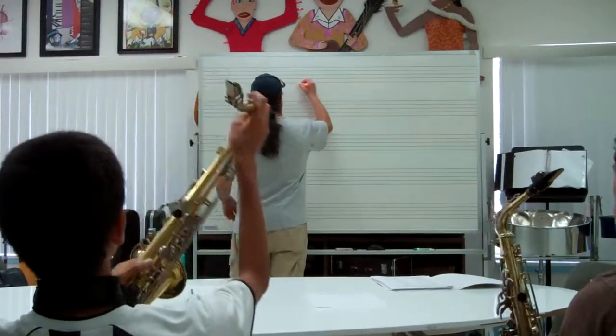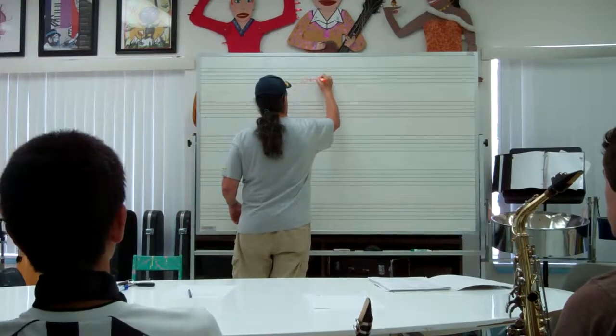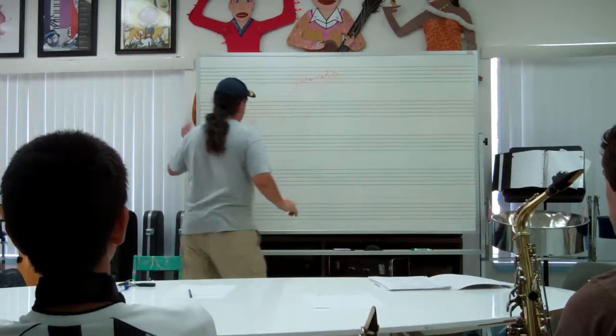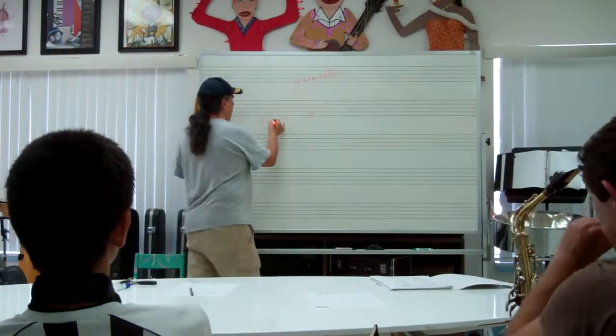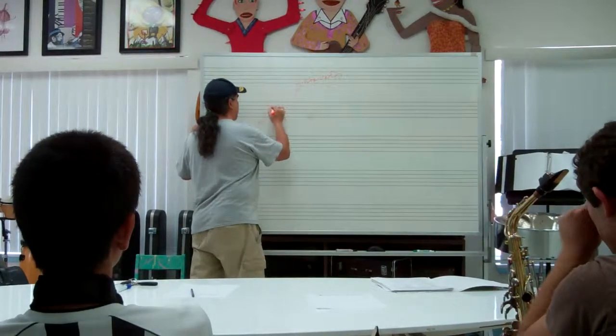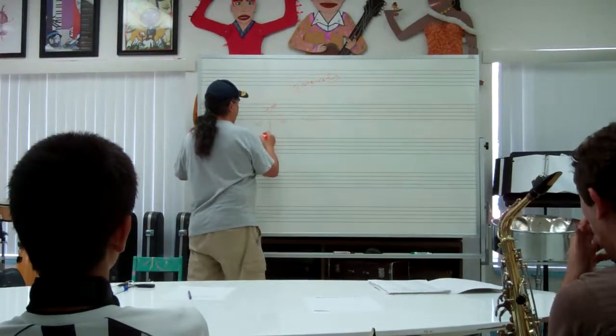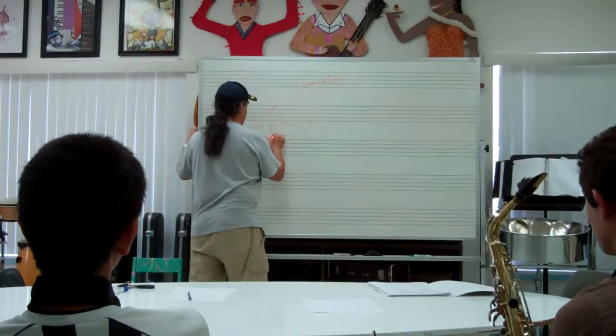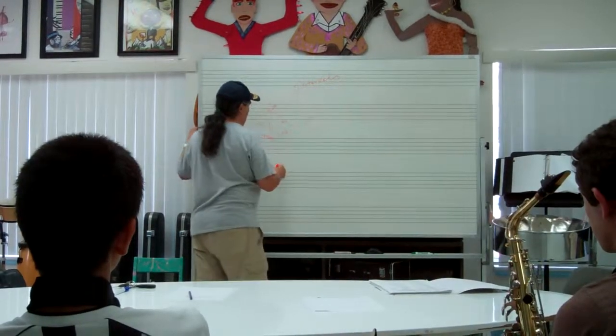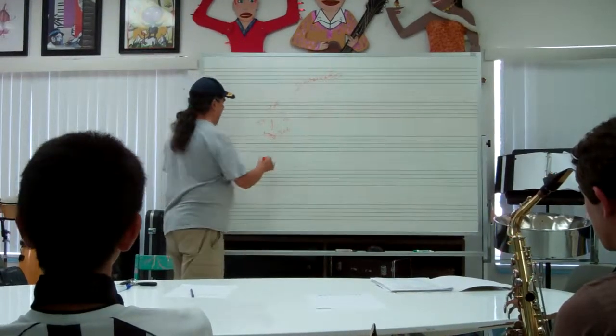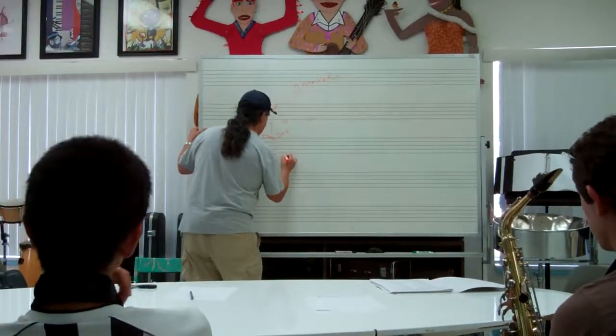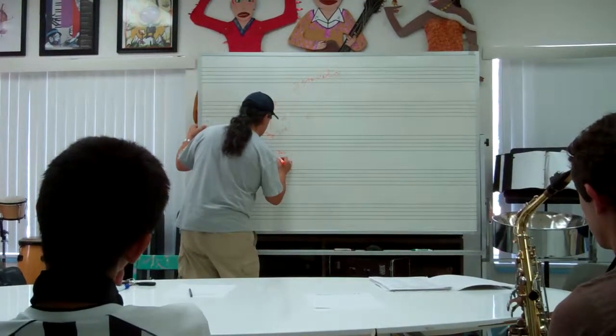So we'll talk about intervals for a minute because this stuff is intervals. C to D is a whole step, but it spans two notes, so it's going to be a second. Now, this is going to be a major second because if you lower it a half step, C to D flat will be a minor second.